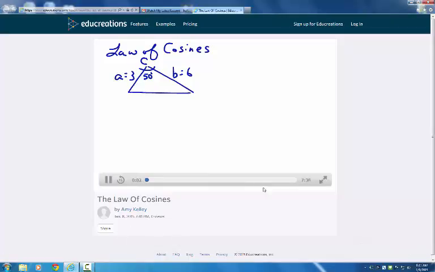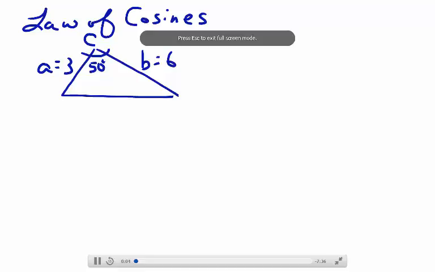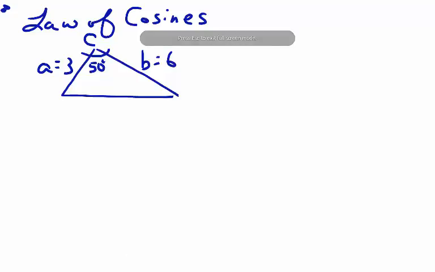In this video, we're going to solve a triangle using the law of cosines. The law of cosines tells us that for any triangle with sides A, B, and C, and opposite angles A, B, and C, we know the following to be true.